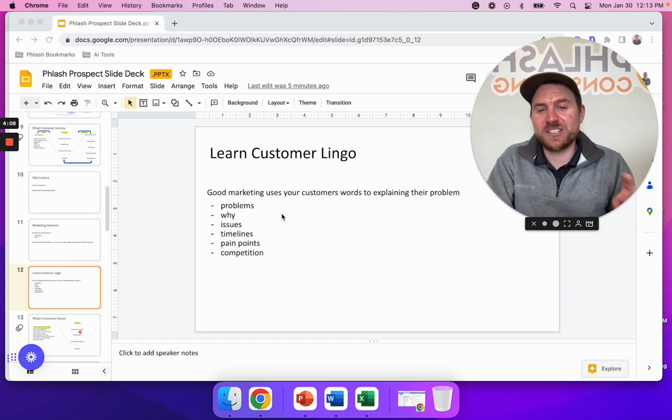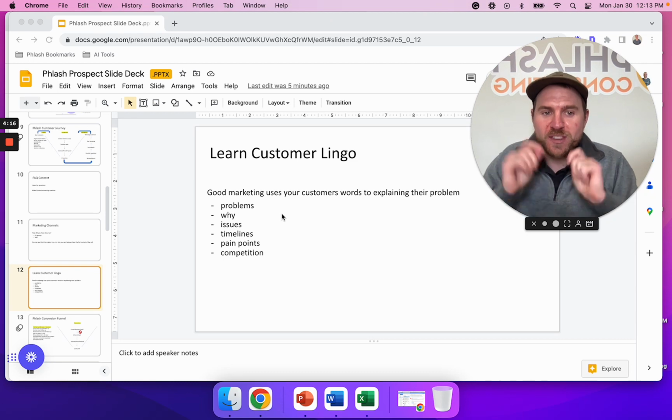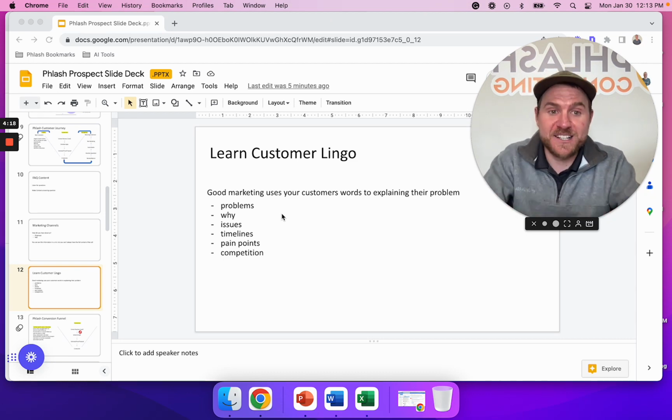Another bonus of learning your customer lingo is not just for your content, but for your ads. If you're running ads, you need to use your customer lingo because this is what your customers are looking for. The words they're saying are what they're looking to have answered. So use those exact words in your ad copy. It's a home run every single time.